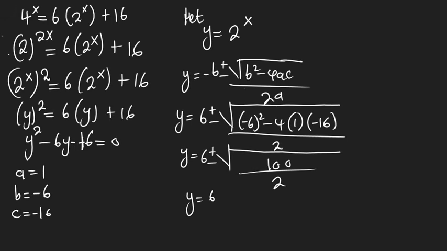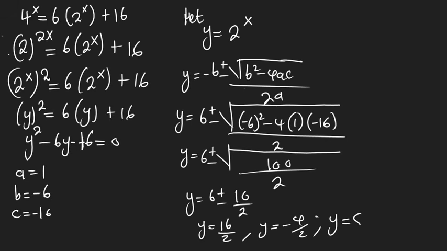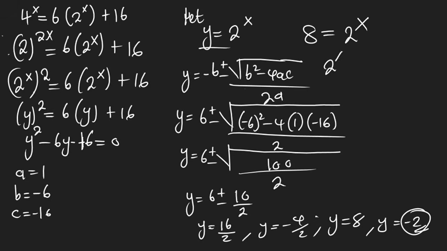So y equals 6 plus or minus 10 over 2. What is 6 plus 10? 6 plus 10 is giving me 16 over 2. The other one won't even work. 6 minus that is giving me negative 4 over 2. So my answers are therefore y is equal to 8 and y is equal to negative 2. This solution won't work because it's a negative. So already we have 8 is equal to 2 to the power x. So 2 to the power x is going to equal 2 to the power 3. So that cancelled. x is going to equal 3.